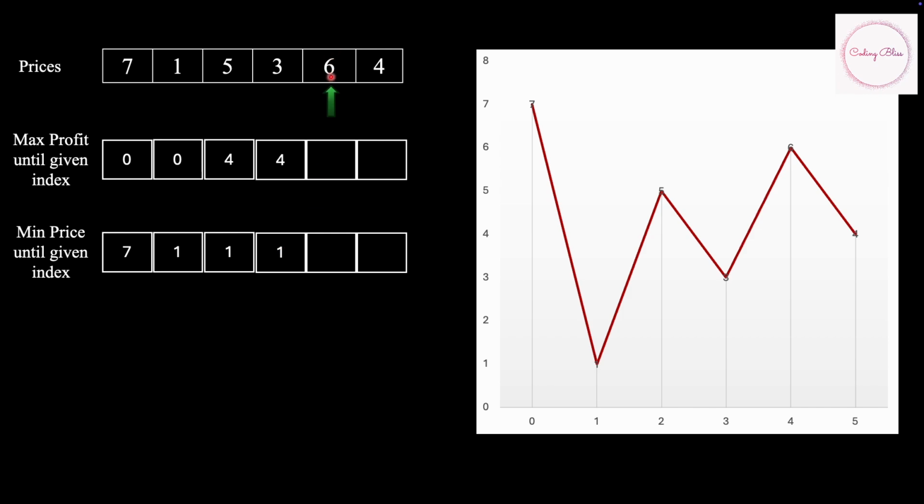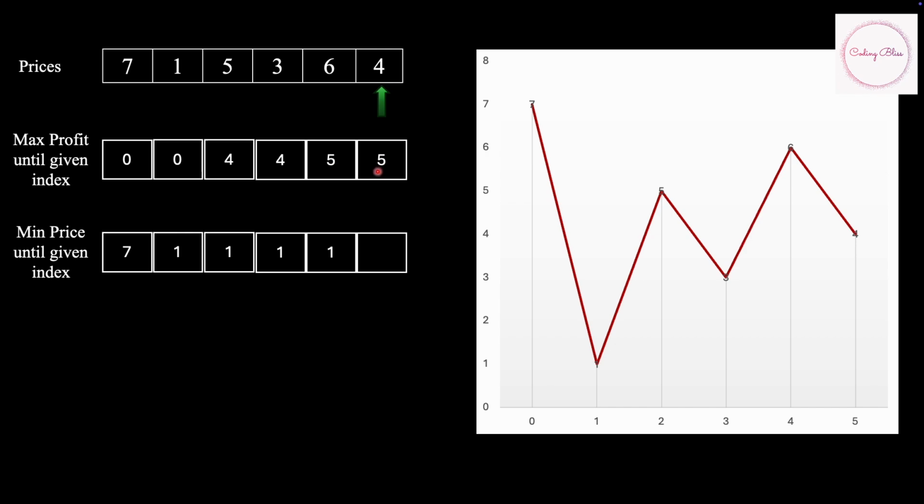Okay. So assuming I bought this at 1 and I sold it at 6, my profit will be 5. This is greater than the maximum profit I had till now. So this value will become 5. And this, of course, will still remain 1. So here also, even if I sold, this will be 3, 5.